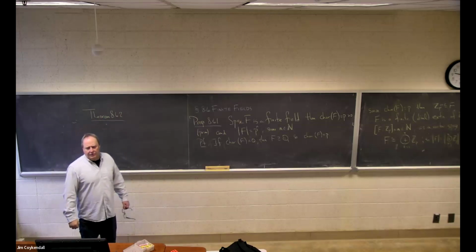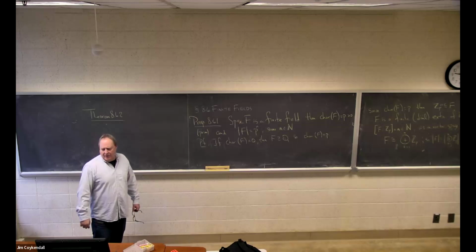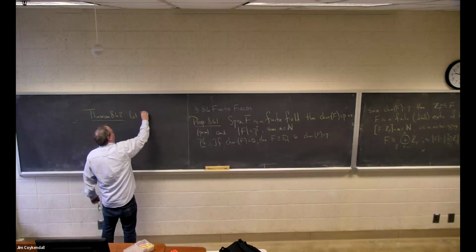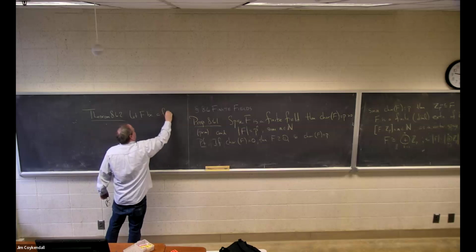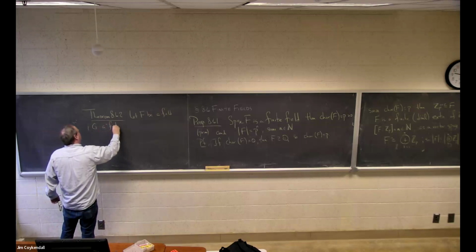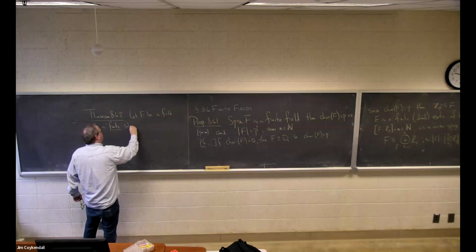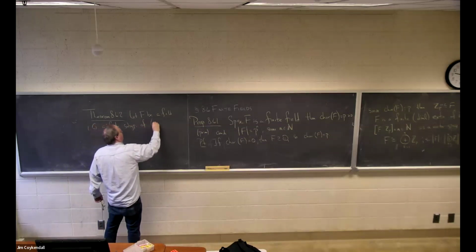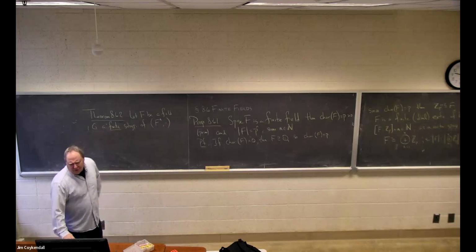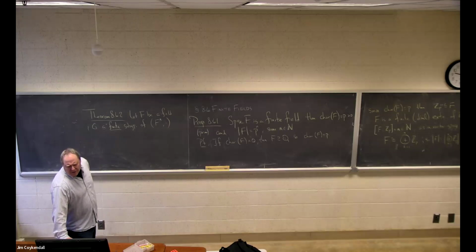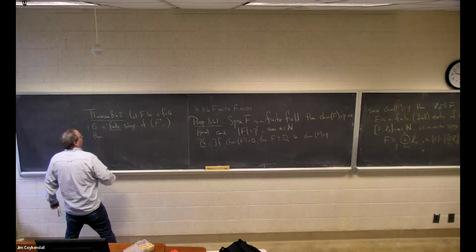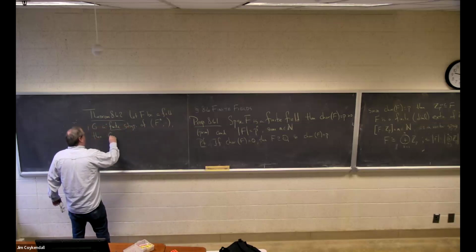I'm not going to prove this because you already know this in a certain sense. You've done it in the homework, but it's good to record it here. Let F be any field and E a finite subgroup of F star, the group under multiplication of non-zero elements in the field. Then E is cyclic.